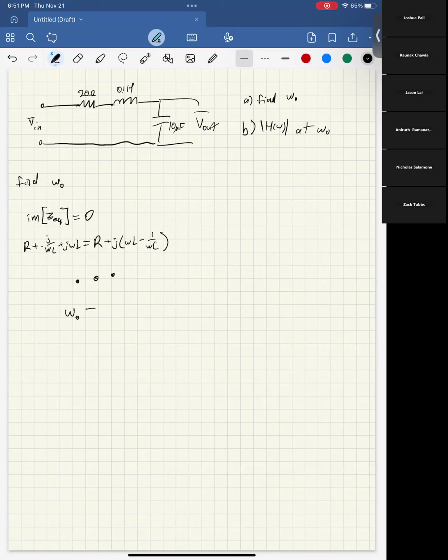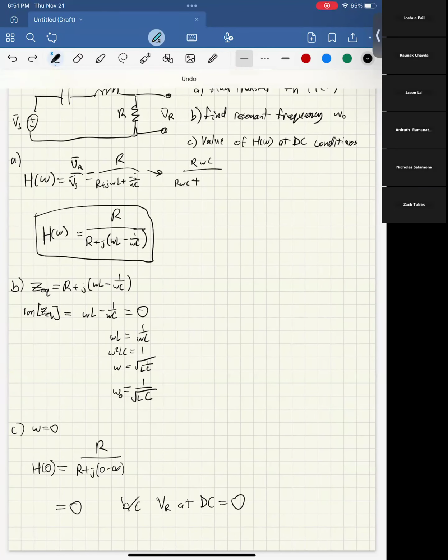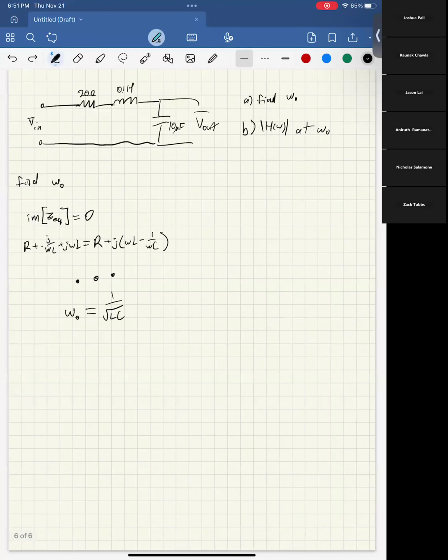You'll end up getting that omega naught equals 1 over square root of LC. If you're curious, remember we did this right here. This is just a similar quiz question, but this time we have numbers. So if we want to find out what this is, I have L and I have C. We got 0.1 times 10 times 10 to the negative sixth. If you plug both of those in, then you get 1,000 radians per second as your resonant frequency.